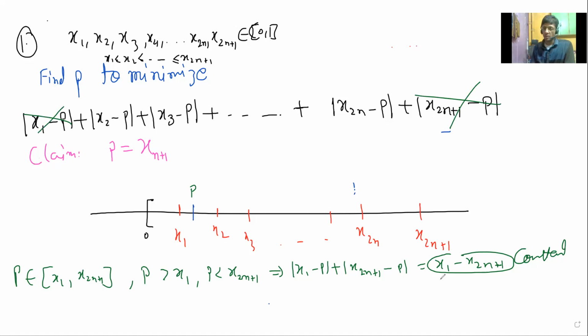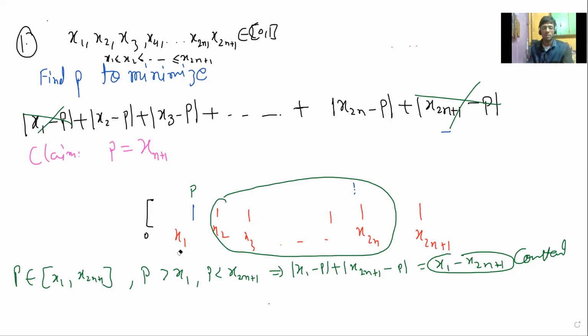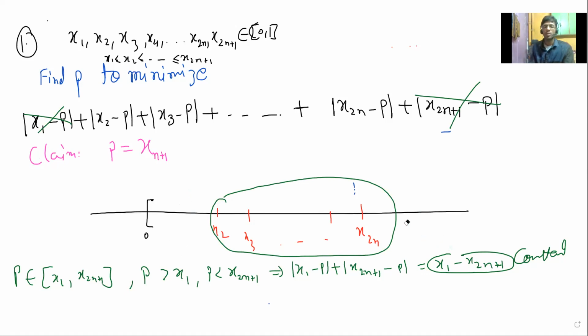Because x1 minus x2n plus 1 is a constant. So again, it's the same case. Now you have points like this, and you can just forget about x1 and these things. It's the same reasoning. Again, this p has to be between x2 and x2n, and again you can move on like that.